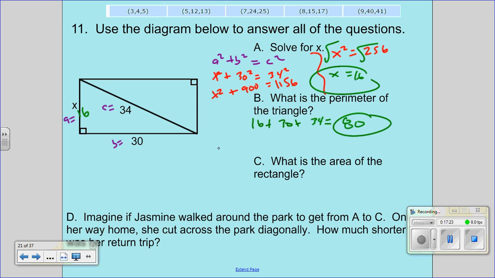What is the area of the rectangle? Area of a rectangle, if you forgot, is length times width. So the length of the rectangle is 30. The width is 16. 16 times 30. Well, 16 times 3 is 48. So add a 0. So 480.